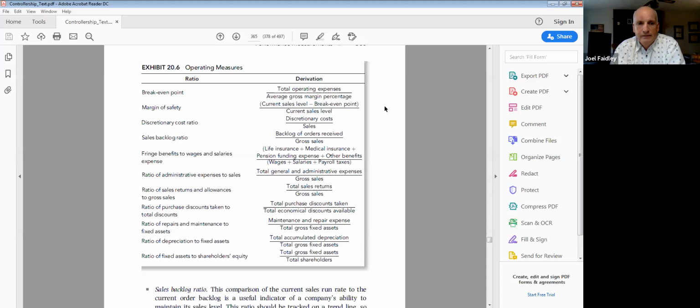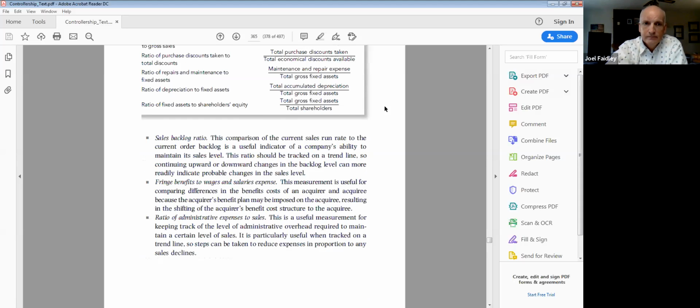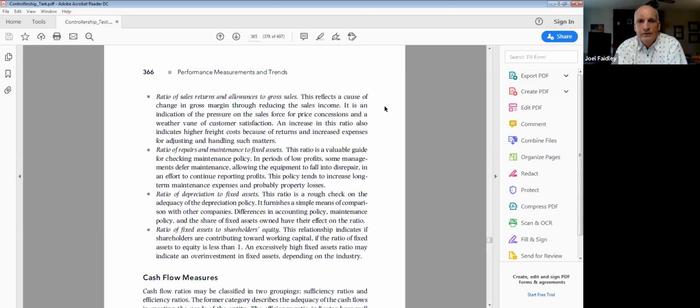All right. A lot of stuff on that page. Next page. Ratio of sales returns and allowances to gross sales. How much of this stuff's being returned and why? Remember the 5 whys? Keep asking why to get to the detail.